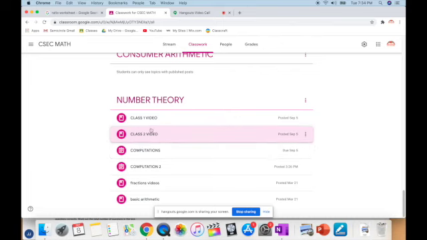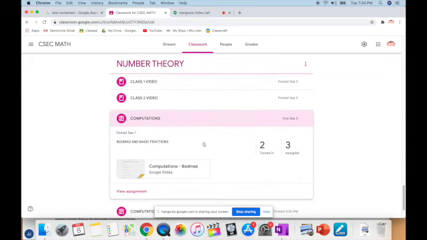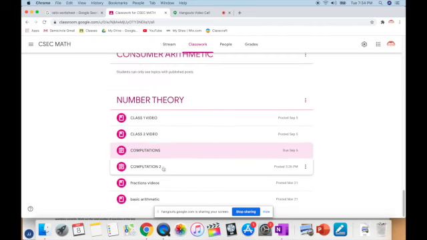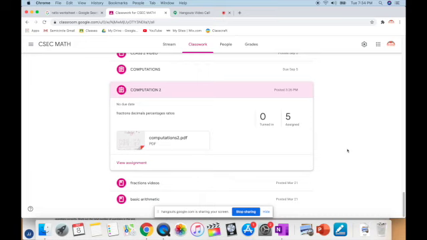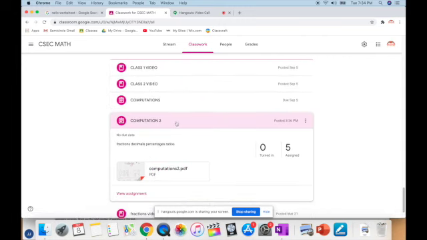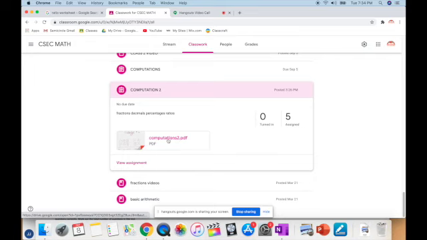video in this topic. Now the last time you had to do this computations thing and you turned it in, right? So that's very good. This was the first assignment that you all did, computations with BODMAS. This is the assignment that you are going to do for this Saturday. It's computations 2, right? So when you're looking for your assignment, you're looking under number theory and you're looking under computations 2.